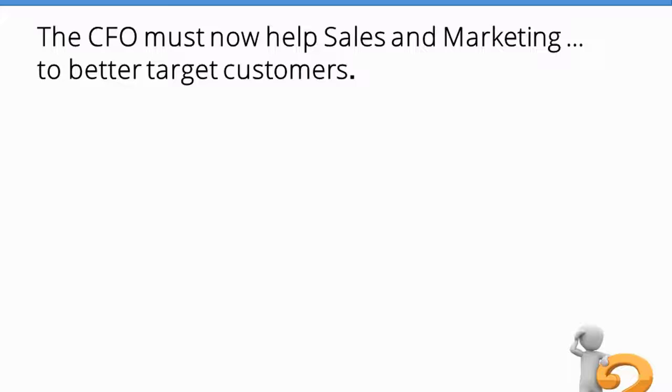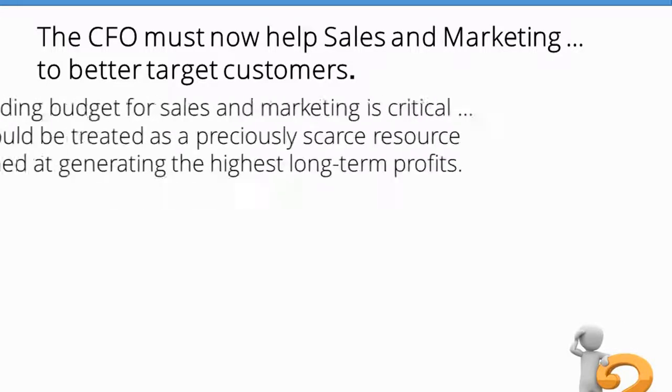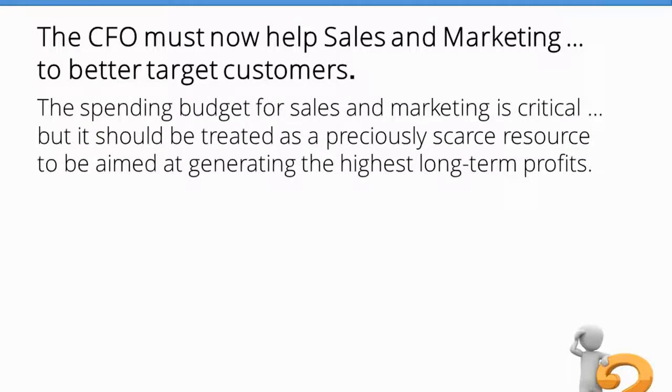What's really happening here is there needs to be a shift in the CFO's emphasis. I humorously say the CFO typically does two things. They basically give reports to the executive team and the board of directors, and they pound on operations to lower their costs. They need to do a third goal, which is help sales and marketing better target customers. Spending budget for sales and marketing is critical, but it should be treated as a preciously scarce resource to be aimed at generating the highest long-term profits for shareholders and owners.